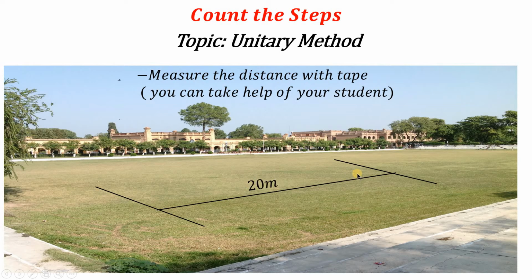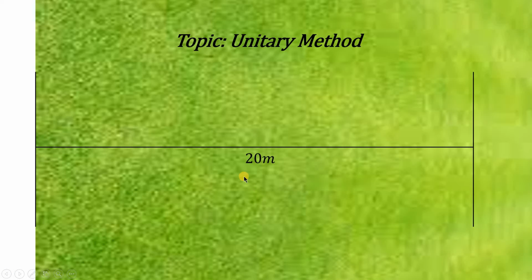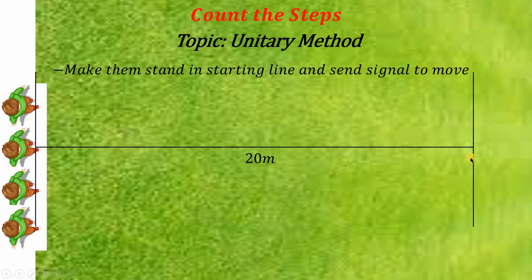Let's suppose this distance is 20 meters. You can also make this distance longer so that it will give a more precise result. So this is the ground with the starting line as this line, and this is the ending line. First, you make the students stand on the starting line like this. Then you send the signal to move, also taking care that they move at a normal speed while walking.